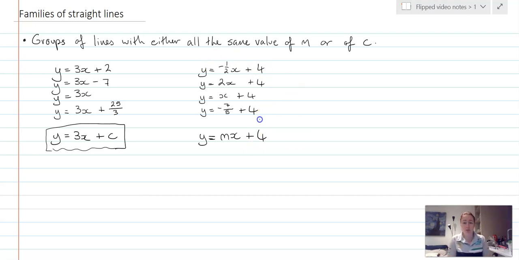Just the same, this other group on the right here, they've all got different gradients, but they've all got a y-intercept of 4. So we can generalize these as y equals mx plus 4. We don't know what m is, but we know that it's going to have a y-intercept of 4. These unknown values, the m and the c that we've generalized as not knowing, we refer to as parameters. And questions might sometimes ask you to work with your equations without actually giving you a value of m or c. So they're a little bit more abstract. So we're going to do a couple of examples just to show you how those work.